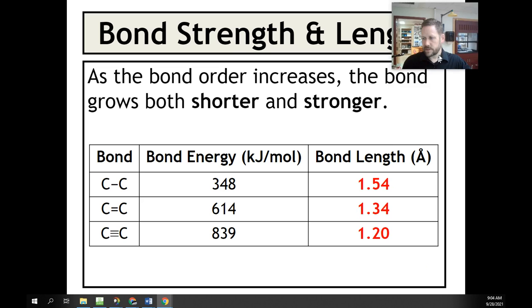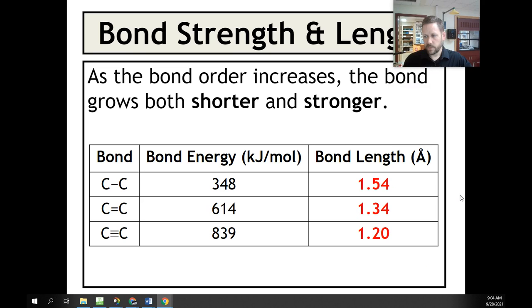If we're looking at single versus double versus triple bonds, we need to know that triple bonds are going to be stronger and shorter bonds than single bonds. And so as we go from single to double to triple, the bonds get shorter and shorter and they get stronger and stronger.